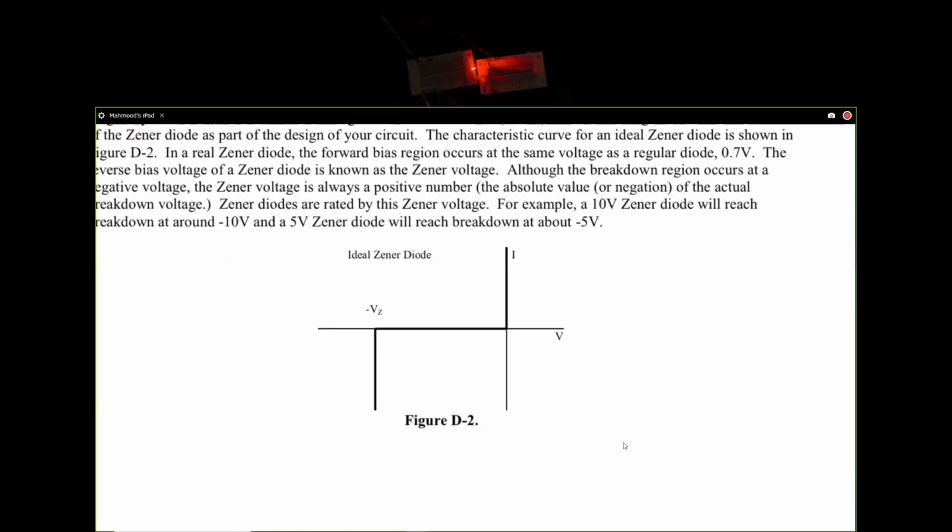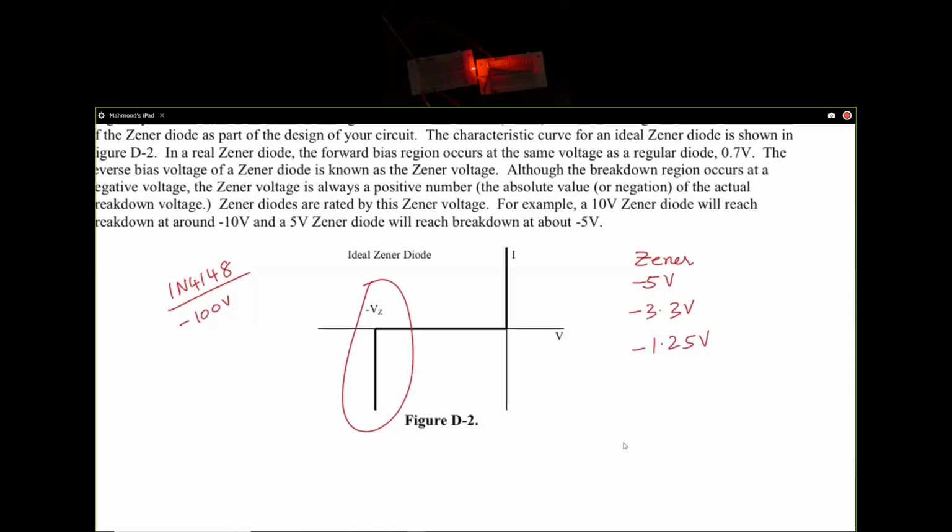So for a normal 1N4148 diode, the small signal diode, our reverse breakdown voltage was around negative 100 volts. However, for a Zener diode, we might break down around negative 5 volts, or negative 3.3 volts, or negative 1.25 volts, or around negative 10 volts. Something that is quite desirable for circuit designers to use as voltage regulation.